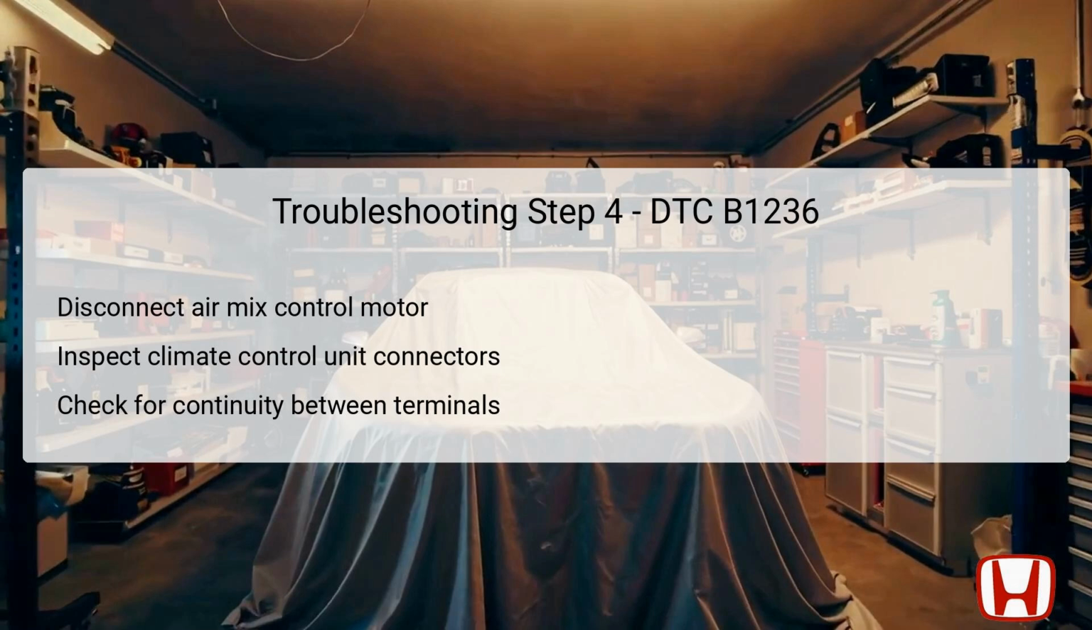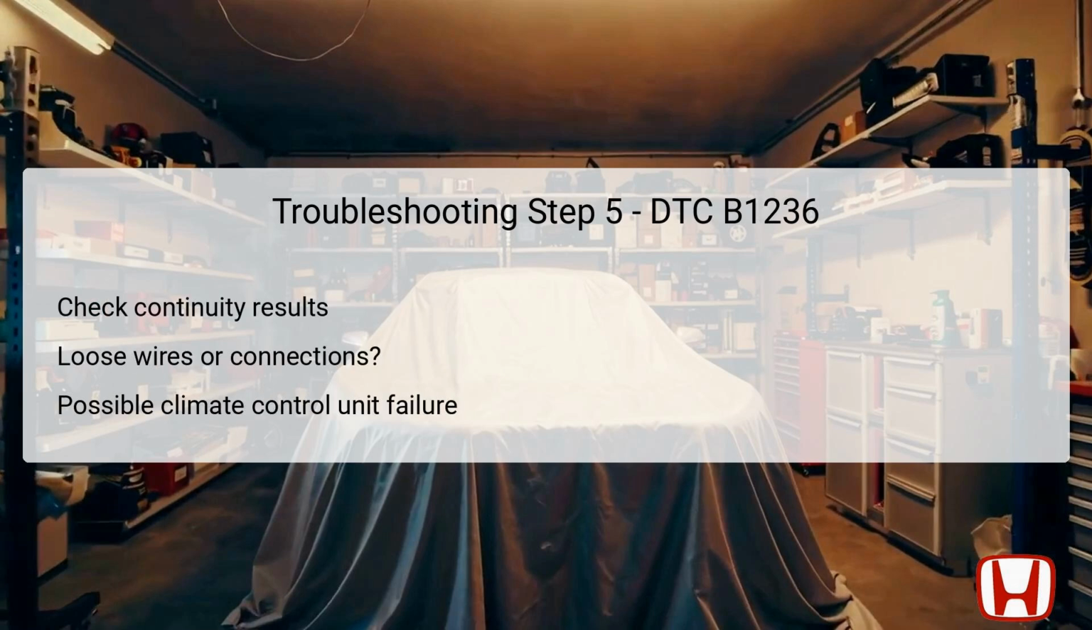The technician must also disconnect the climate control unit's connectors A, 28P, and B, 12P. Once disconnected, continuity tests should be performed between the specified terminals of both connector types and the air mix control motor. This step is essential in identifying any interruptions in circuits that may contribute to the error listed in the DTC, thus helping to isolate the source of the problem accurately.